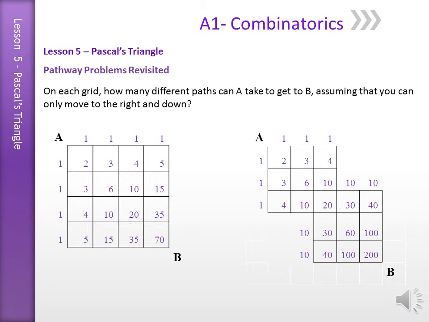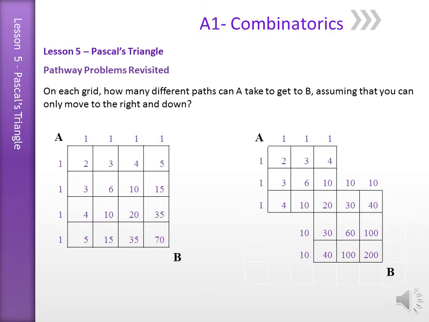Let's revisit the pathway problem. Using the same recursive method that we used to complete Pascal's triangle, we can figure out how many ways it could take us to go from point A to point B. Using this method, we can do more complicated problems than we could by just using the combinations.